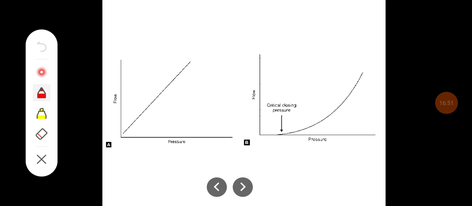So this is a diagram showing the critical closing pressure. When pressure decreases to a critical point but not zero, the flow ceases in the circulation.